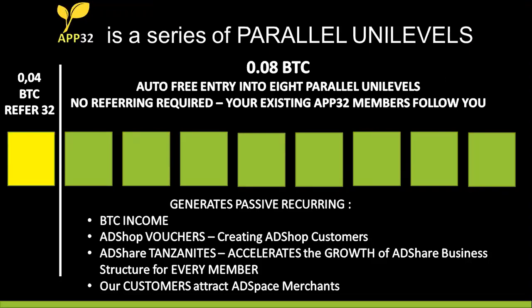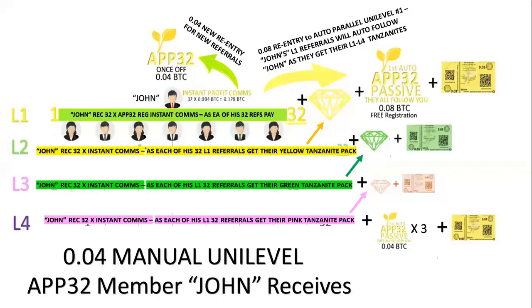Now, what do you generate? You generate a passive recurring income, because you're receiving Bitcoin and income. You're getting ad shop vouchers as you go along. And of course, you're getting additional Adshare Tanzanites that accelerate the growth within your Adshare business. Now, we obviously also attract customers, and we also attract ad space merchants with regards to this. So this is how it actually works.